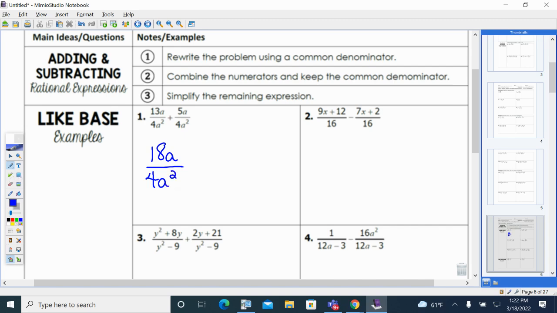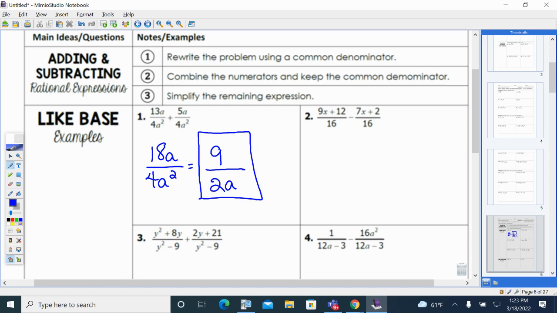Then we need to make sure we always put our answer in simplest form. So we're going to simplify that fraction. 18 and 4 is going to reduce to a 9 and a 2. And then for your a's, you've got more a's in the denominator. So you've got a squared in the bottom, whereas in the top you just have an a. So we're going to subtract those exponents. 2 minus 1 is 1, but it is going to be in the denominator. So there's your answer for number 1.